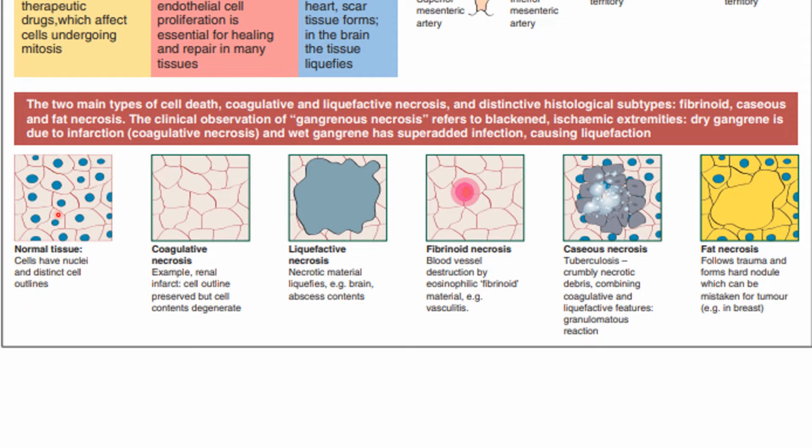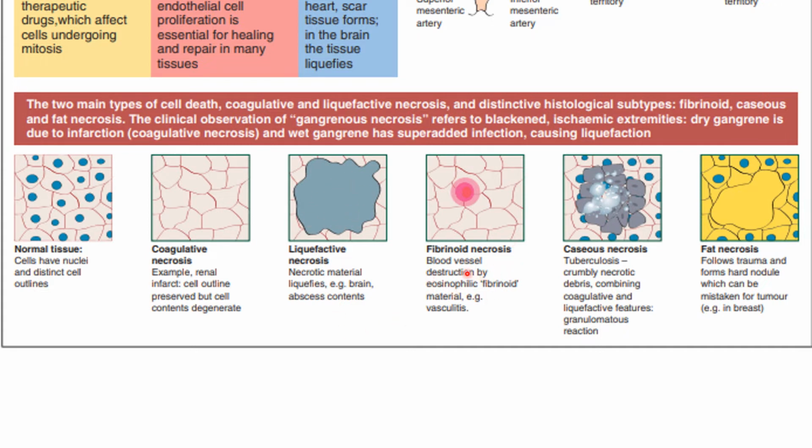First, let's look at the normal tissue. Cells have nuclei and distinct cell outline. Coagulative necrosis, for example, in renal infarct, cell outline is preserved but cell content degenerates. Liquefactive necrosis, necrotic material will liquefy, for example, in brain abscess. So here you can see this is the liquefied part of the brain.